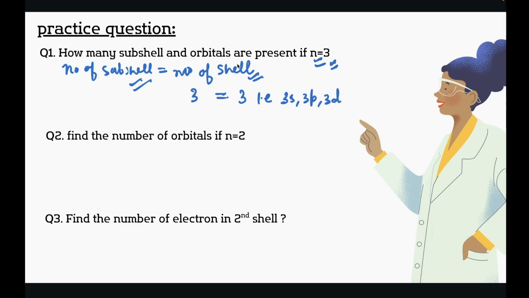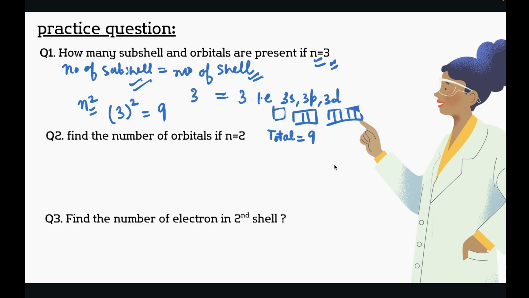And how many orbitals are present if n is equal to 3? As we know, s has 1 orbital, p has 3 orbitals, d has 5 orbitals. So the total number of orbitals will be 9. We can also calculate the number of orbitals by using the formula n square. So if the value of n is 3, then the total number of orbitals in the third shell will be 9.